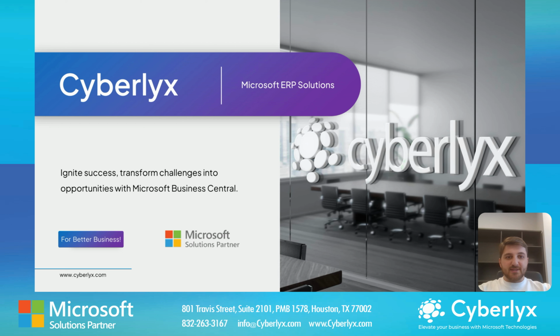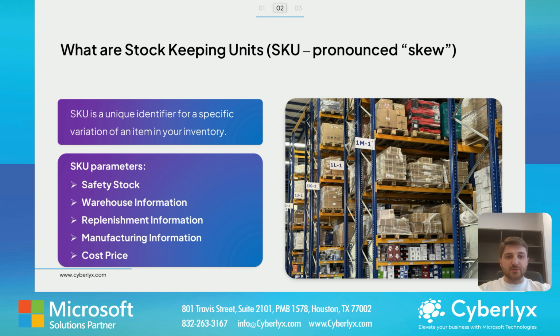Let's start with the basics. What are stock keeping units, or SKUs, in Business Central? A SKU is a unique identifier for a specific variation of an item in your inventory. It is used to track different versions of a product, like a t-shirt, in various sizes, colors, or styles, under a single item card, while maintaining separate details for each variation.